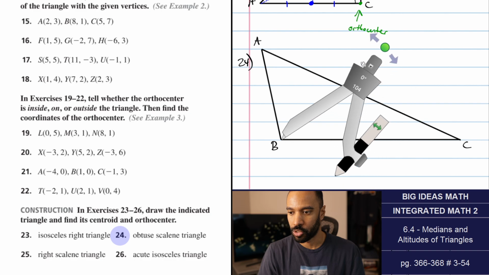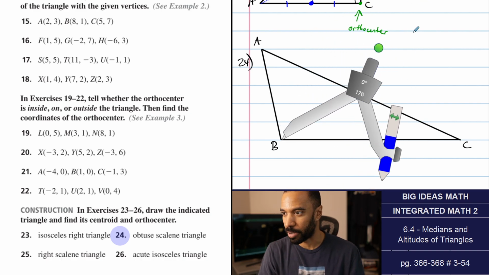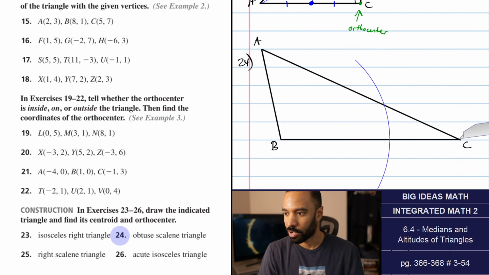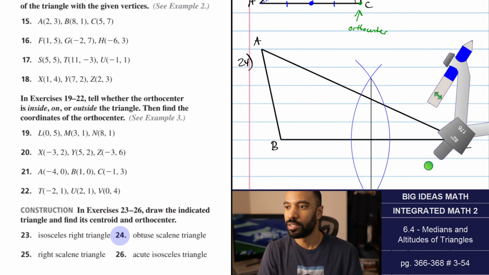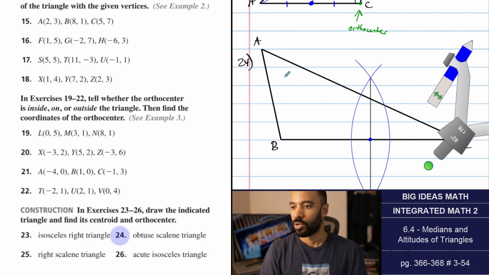So, first thing I'm going to do is find 2 perpendicular bisectors, kind of like I did before. So, arc, arc. And on the other side of this, where B is, I'm basically finding the midpoint of BC right now. Arc, arc, like that. Let's go ahead and draw through that point right there. And then we'll have one of our 2 midpoints that are going to be needed. So here's one. Boom.